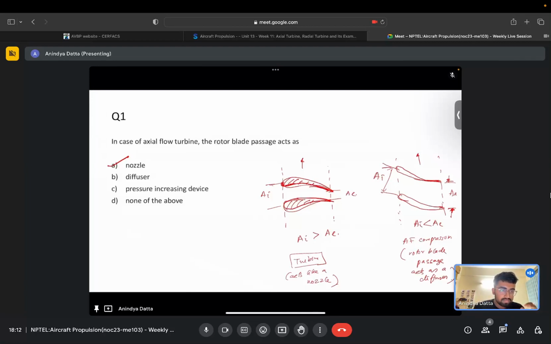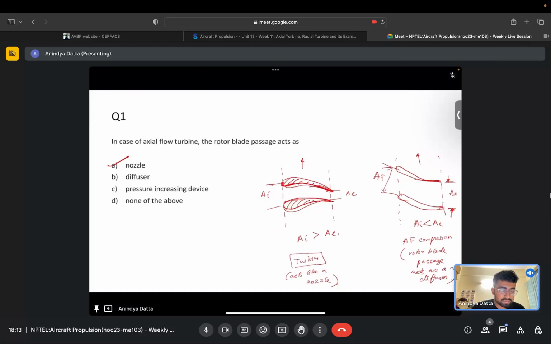So it is acting as a nozzle. When it's a nozzle, the basic working principle of a nozzle is that the flow velocity increases as the fluid passes through it, right? But remember, here these rotor blades are rotating with the rotor. So the velocity component relative to the motion of the rotor blades, that is the relative velocity component, will increase through the turbine blades, because it acts as a nozzle.